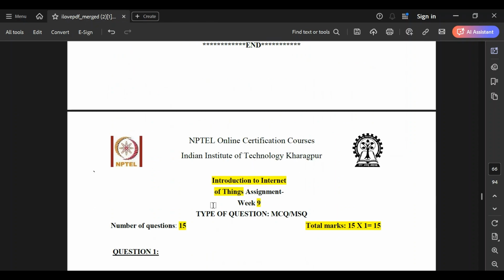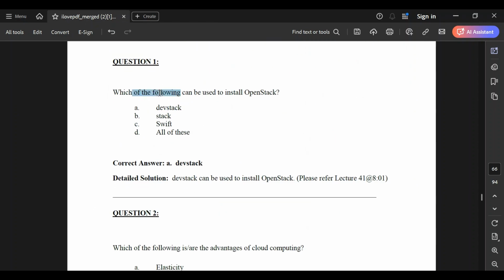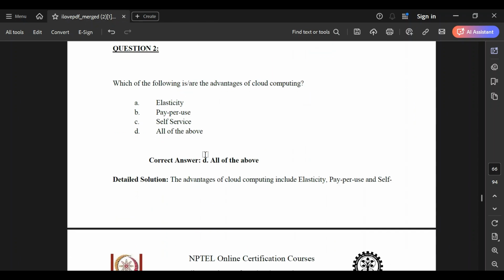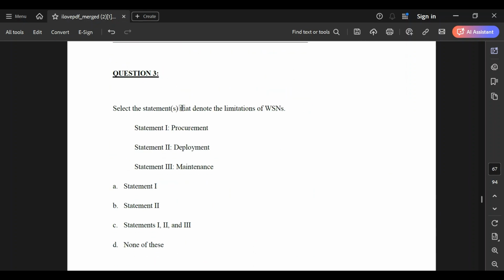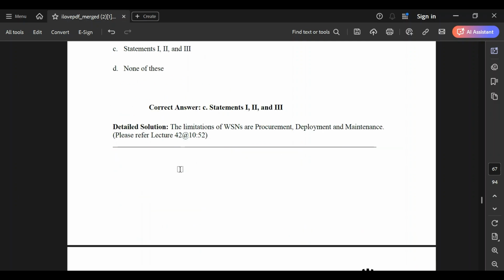You can see. Moving to the next one, which of the following can be used to install OpenStack? So it is DevStack. DevStack can be used. Which of the following are the advantages of cloud computing? So all of these are there. Moving to the next one, which of the following are the limitations of WSN? So it is procurement, deployment, maintenance. So all of these are there.